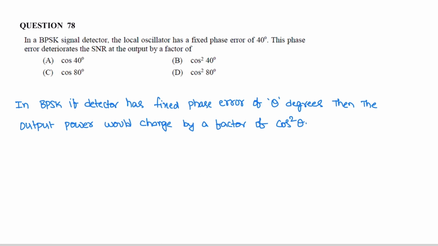Next question. In a BPSK signal detector, the local oscillator has a fixed phase error of 40 degrees. Then the phase error changes the signal to noise ratio or the output by a factor of cos square 40. In BPSK, if the detector has a fixed phase error of theta degrees, then the output voltage would change by a factor of cos theta, and the power would change by a factor of cos square theta. The correct option is B.